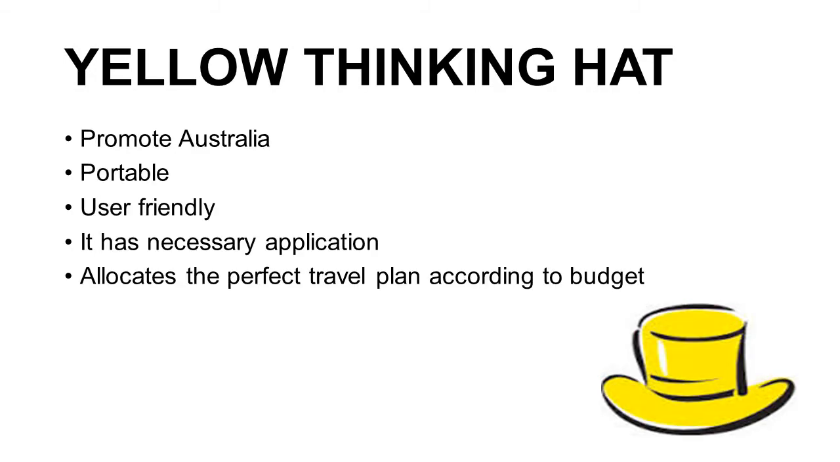The following thinking hat, which is the yellow thinking hat, talks about the positivity of what the application has to offer. We are proud to say that our application helps to promote Australia. It is portable and user-friendly. It carries all the necessary applications to help users identify the most suitable travel plan to help them travel easily according to specific budgets.